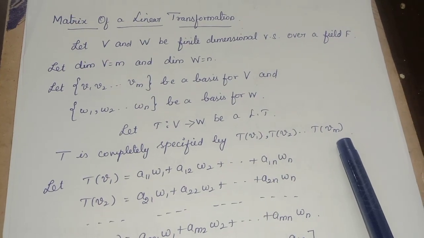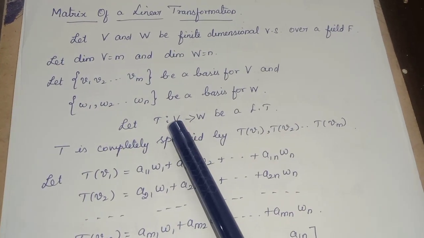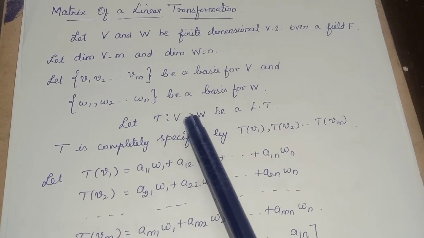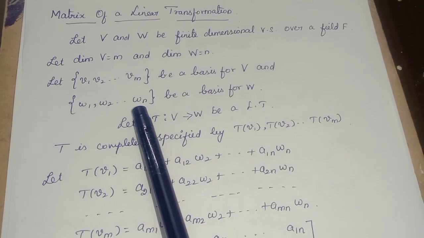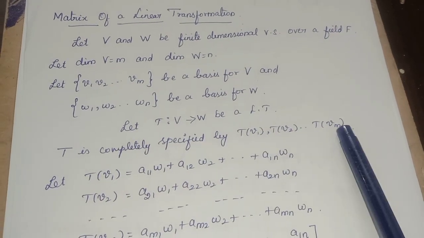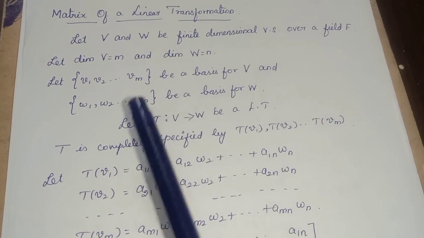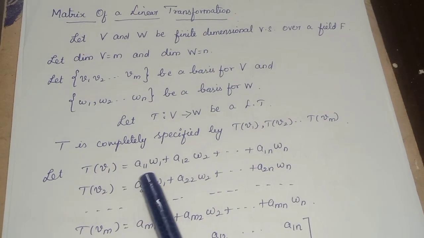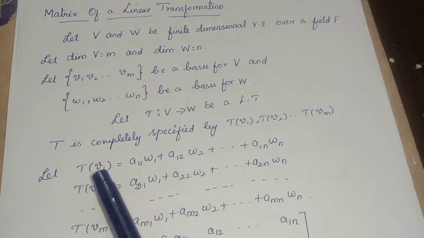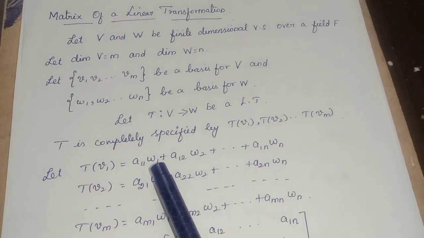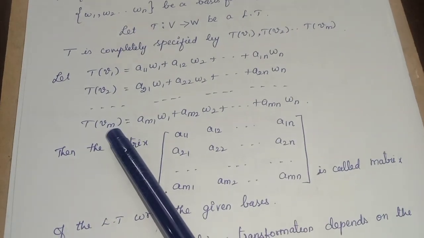T of Vm. So these are the vectors in your W, isn't it? V1, V2 are taken from capital V and their images will be in W. But W is having W1, W2, etc., Wn as a basis. That means these M vectors can be written as linear combinations of these W's. Okay, so I am writing T of V1 equal to A11 W1 plus A12 W2 plus etc., A1n Wn. That is, T of V1 is written as a linear combination of W1, W2, etc., Wn. In that way I am writing all the vectors.